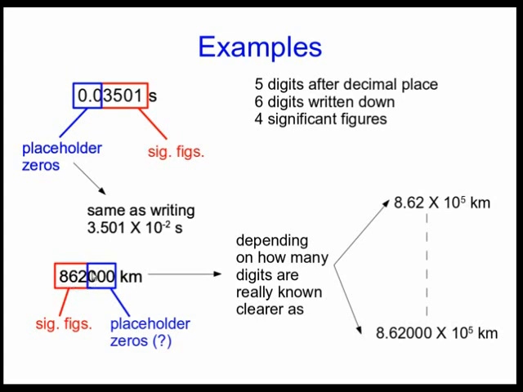Now, if we really only know those 3 digits, we can write it this way. But on the other hand, if we've actually carried this measurement out to a precision of 1 kilometer, we can write it this way. And similarly, if we'd only carried it out to a precision of, say, 100 kilometers, we could add 1 more zero, because that would be a significant figure.